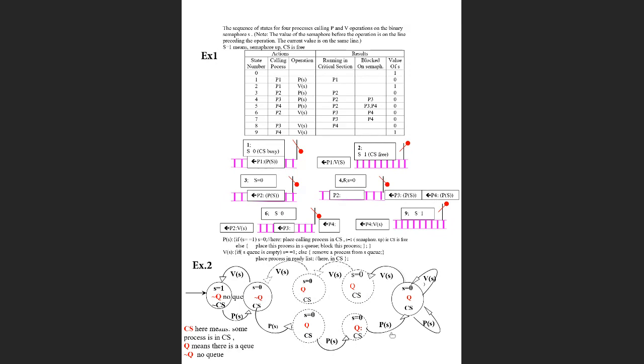We can represent graphically using finite automata. Here the state of the automaton is S, Q, and CS, those three items. One state has three characteristics: what's happening with S, which may be 0 or 1; what's happening with Q, maybe Q or not Q; and what's happening with the critical section, which may be busy or not busy. So every state is characterized by three parameters.